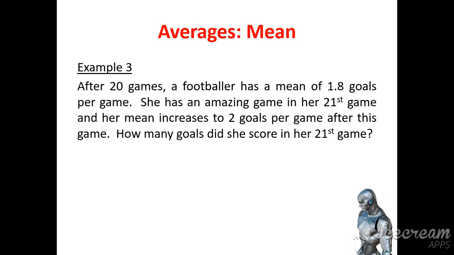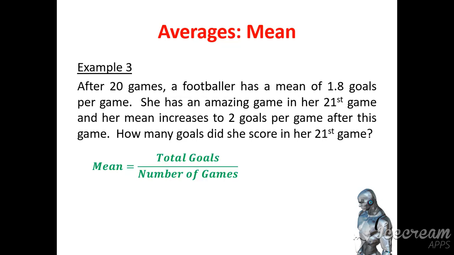All right, here's example 3. After 20 games, a footballer has a mean of 1.8 goals per game. She has an amazing game in her 21st game, and her mean increases to 2 goals per game. So how many goals did she score in her 21st game?